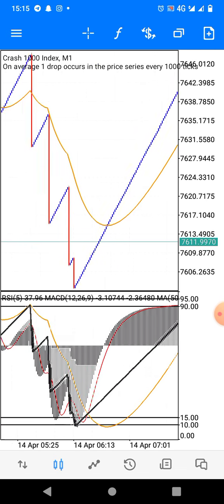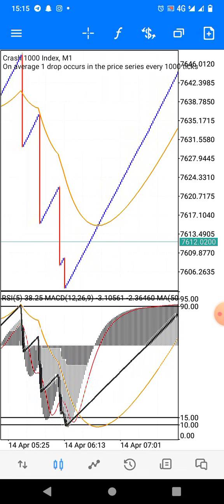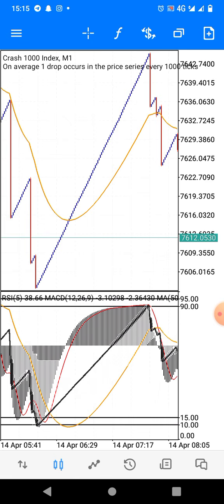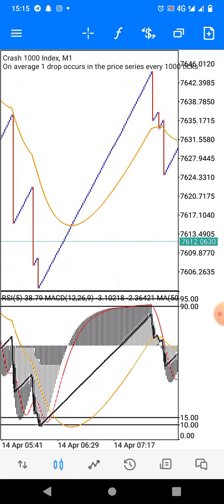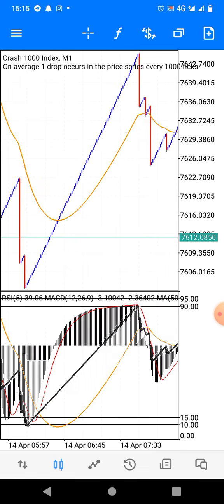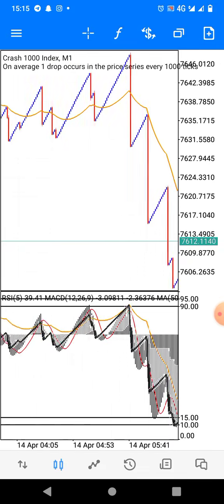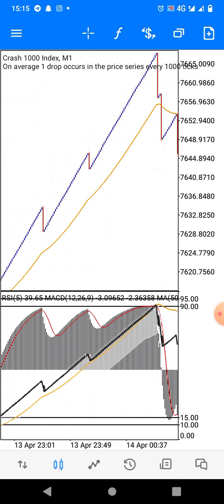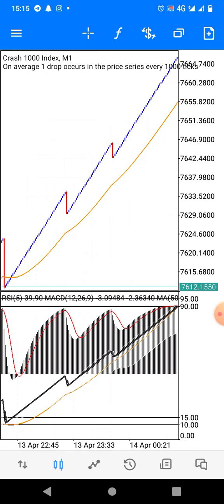But this one was actually a lovely one. You see, it spiked, guys. See the Ichimoku and the MACD EMA. It actually spiked. So this strategy is a wonderful one, guys.